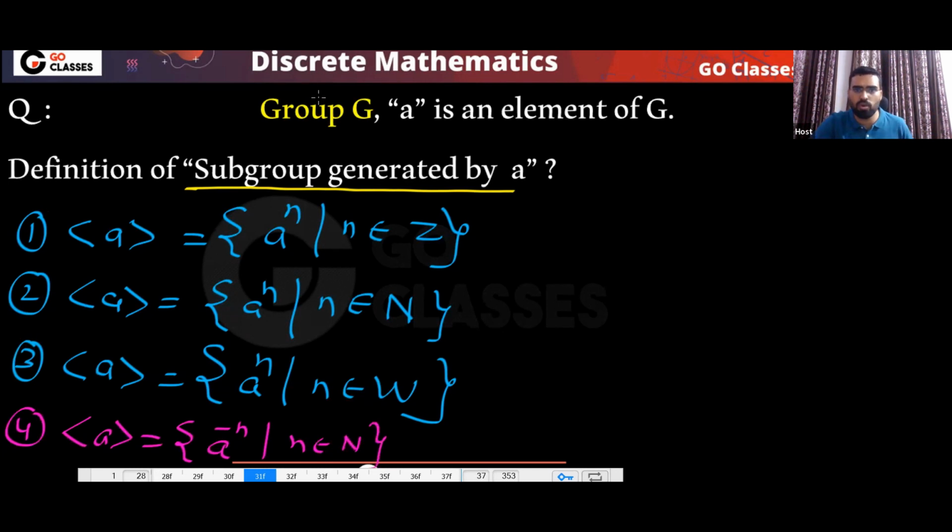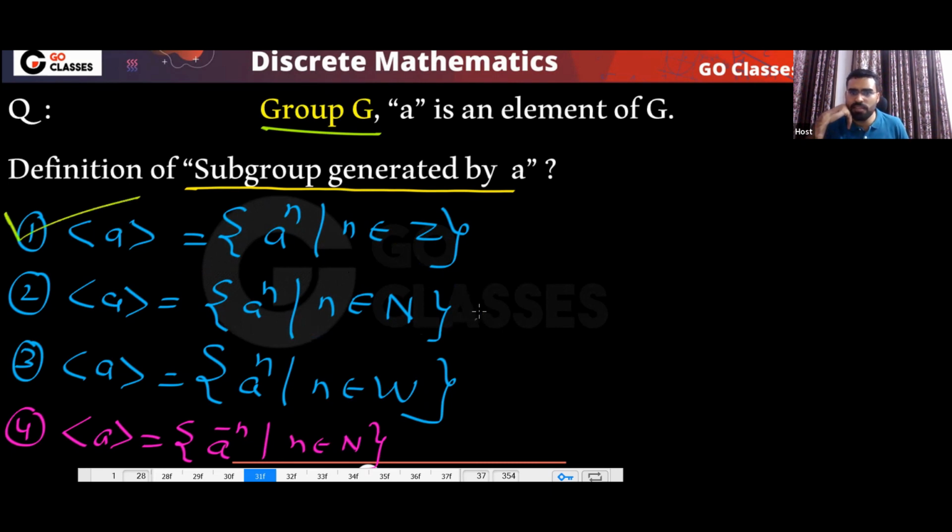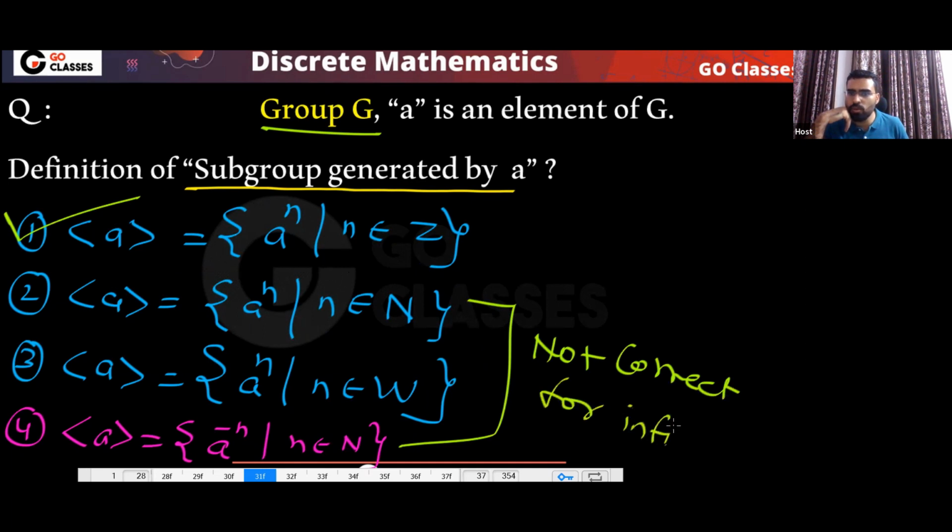Okay, so you have some options on your screen. Which definition is correct? You have a group, and in this group you have some element. Tell me why the other definitions are not correct. Because this group can be infinite also. I told you in the last class, this definition is correct, and these other definitions are not correct for an infinite group.